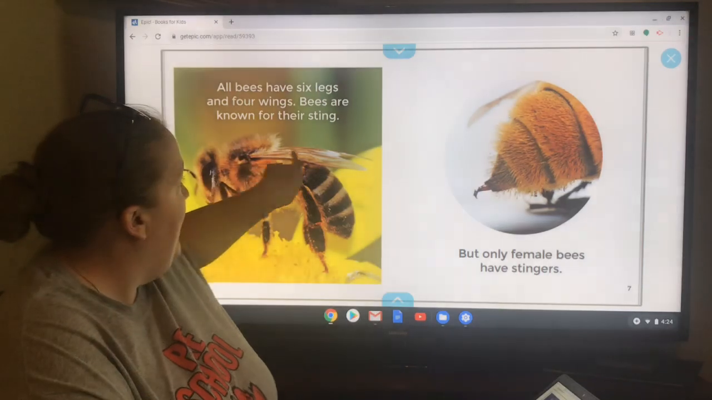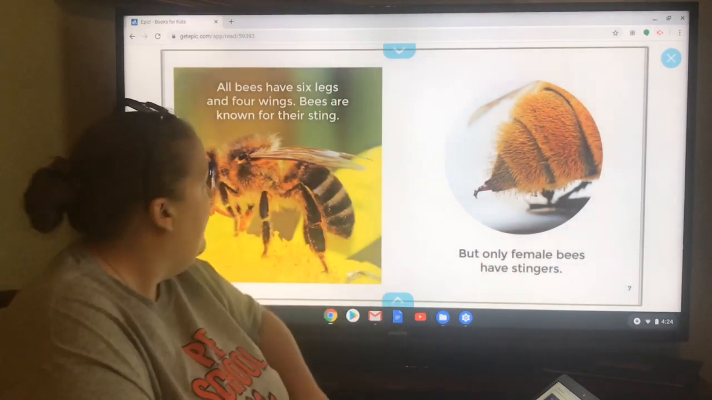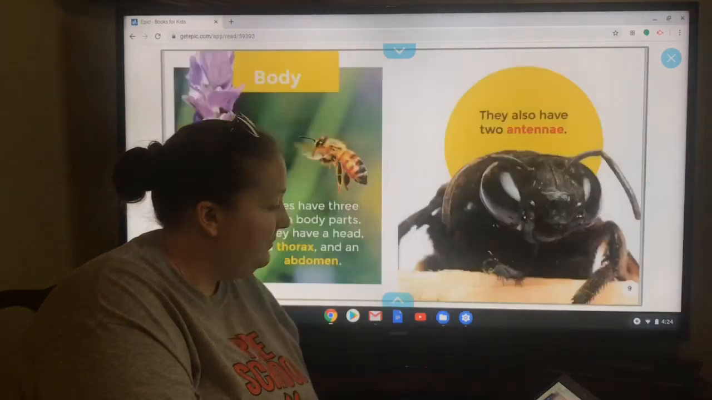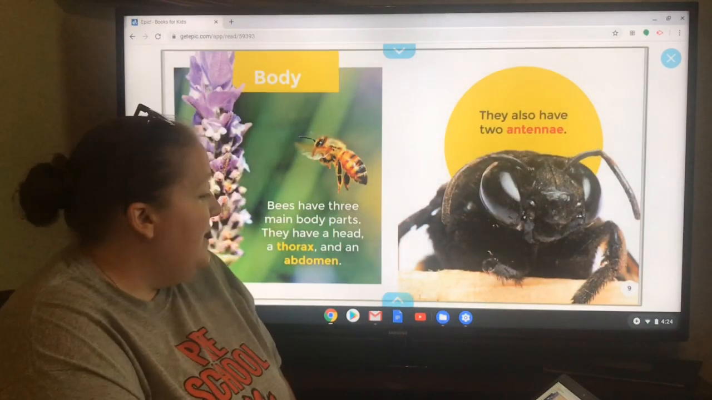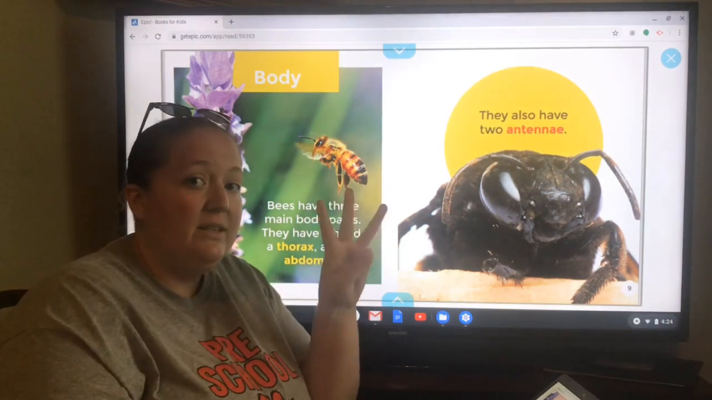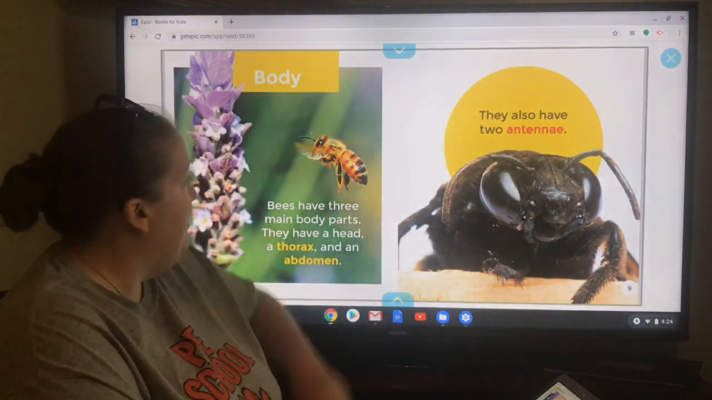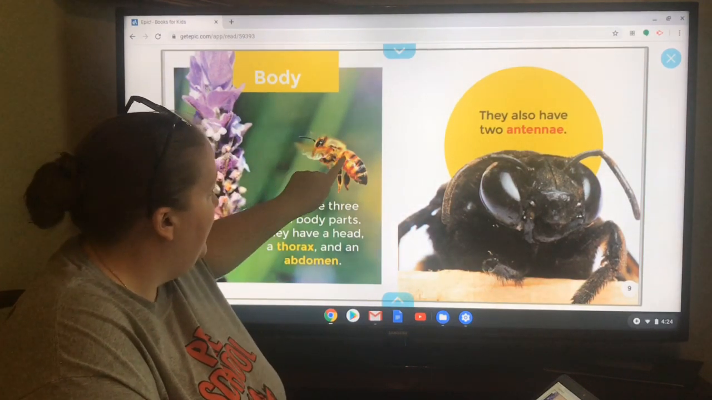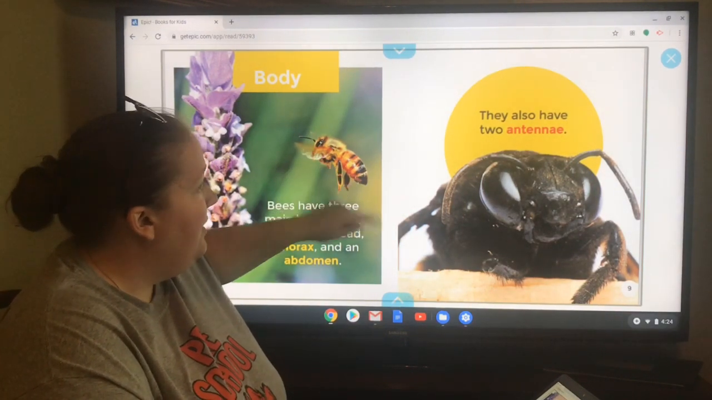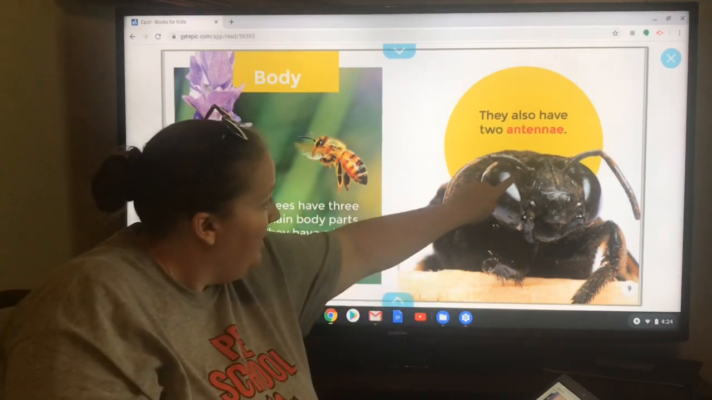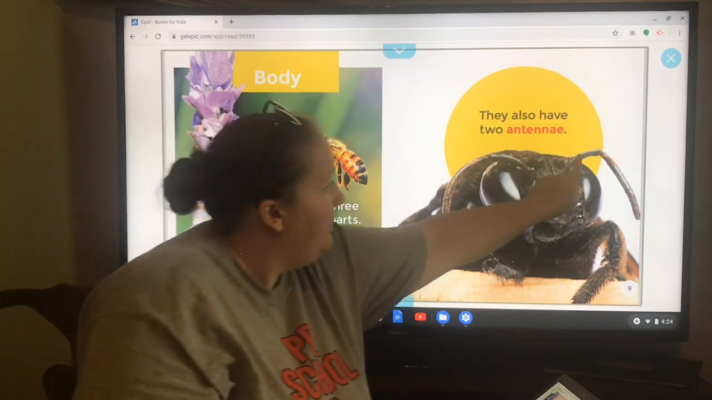Bees also have wings. That bee has 4 wings. Another characteristic of insects is that they have 3 parts to their body. So a bee has its head, its thorax, and its abdomen. They also have 2 antennae. Right here. 1, 2.